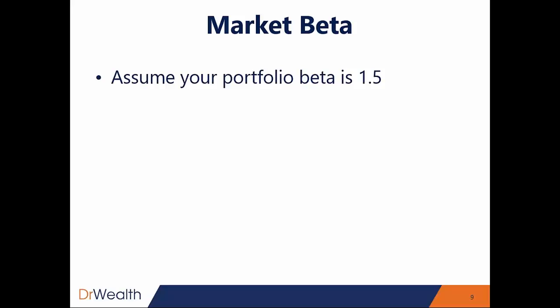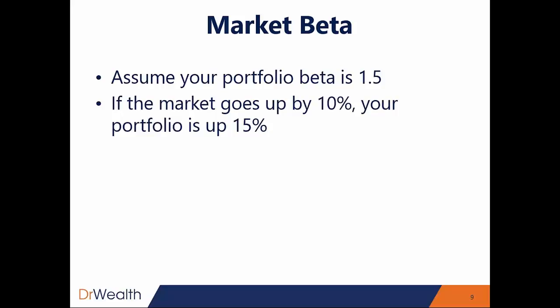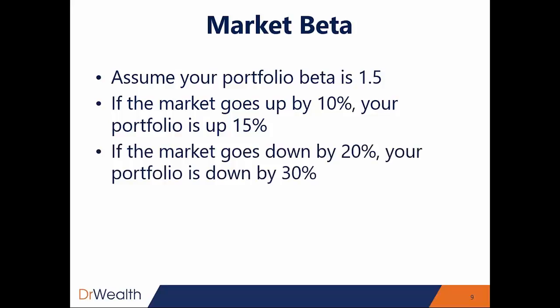Assume your portfolio beta is 1.5. All right, your beta is 1.5. Okay, so for example, if the general market goes up 10%, your portfolio is up 15%. So beta is a measurement of how correlated you are with the market returns. Okay, so if you're 1.5 times, it means you'll be moving 1.5 times either up or down according to the market. So for example, if the market goes down by 20%, your portfolio should be down by 30%. So that is the definition of beta itself.